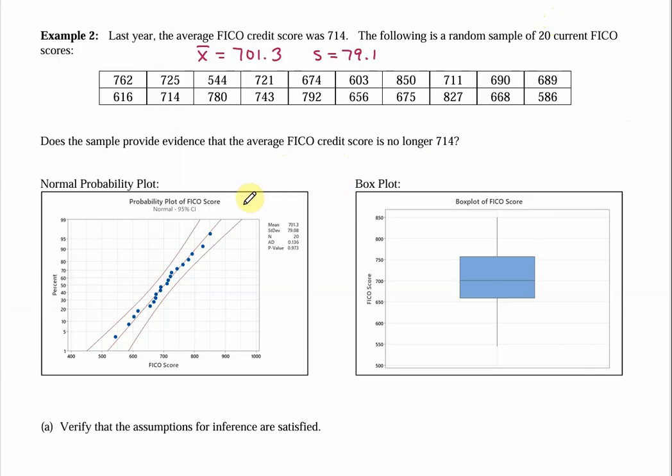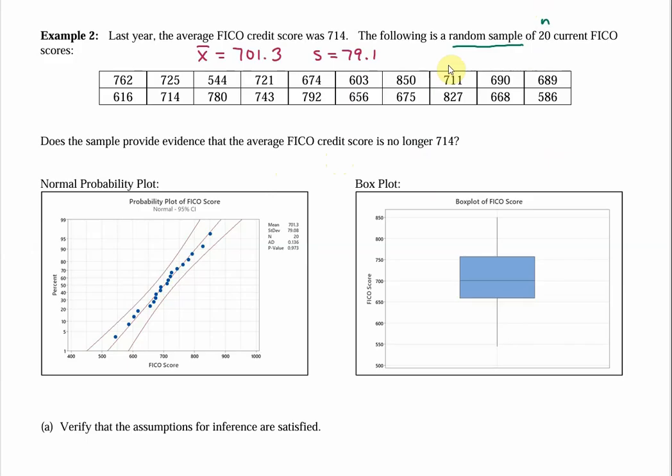The normal probability plot is supposed to look relatively straight. It looks that way. It's not perfect, but it doesn't look too far off. And then the box plot doesn't have any outliers. So we are getting the things that we're supposed to see, but we do have to check them here because the sample size is small. So there's our n. I guess I can start labeling this stuff. We're going to need to know that we have a random sample when we get to the assumptions for inference, so we're going to get there pretty quickly.